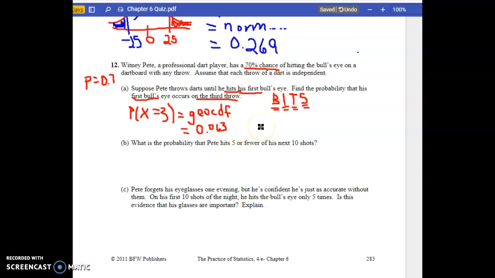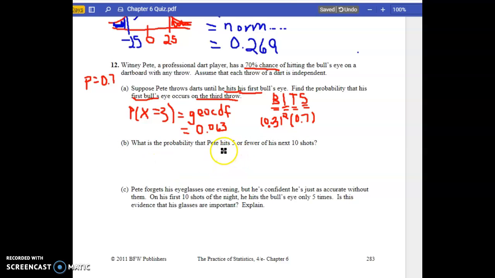Some of you used the formula, which is nifty. Let me just show you that way. If he hits it on the third, that means he misses the first two. So that's 0.3 times 0.3, or 0.3 squared. And then on the third throw, he hits it. There's your 0.7. So if you do 0.3 squared times 0.7, you get that same probability.